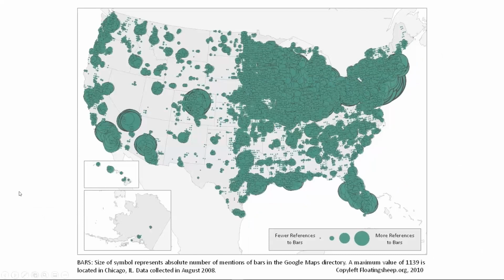This is a map of the mentions of bars in the areas in Google Maps and how often there are bars. This is also not the best map, but it's kind of intentionally made to not be great. This is totally unsurprising because this is basically a population map. It's showing where things are and where they are not. This part of Colorado right here is basically where everyone lives.